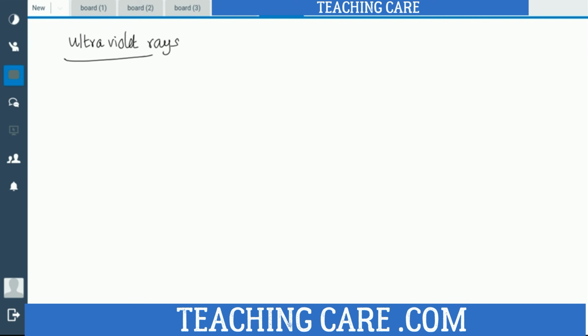Whatever UV rays are coming from sunlight, they are absorbed by the nitrogen bases, such as thymine and cytosine. UV rays are absorbed by nitrogen bases.